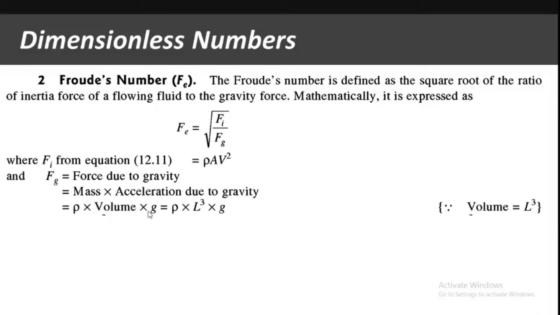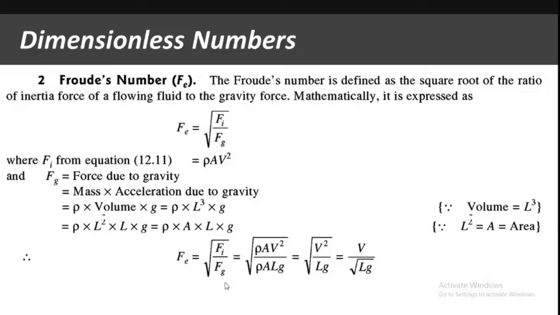So it is rho into volume into g. Okay. Now volume is nothing but product of three different lengths. Okay. So it is rho L cube g. Okay. So we'll put this value rho L cube g. So we can rewrite this as rho into L square into L into g. Okay. So L square is nothing but area. So it is rho A L g. Okay. So we'll put this in above equation. So Fr equals to under root of Fi upon Fg. So it is under root of rho A v square upon rho A L g. So rho A cancels from numerator and denominator. So finally we will have it is under root of v square upon L g.